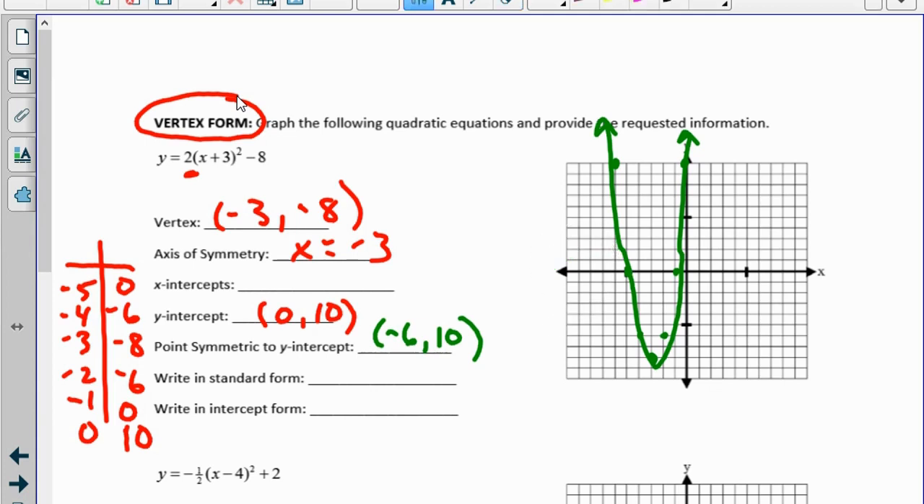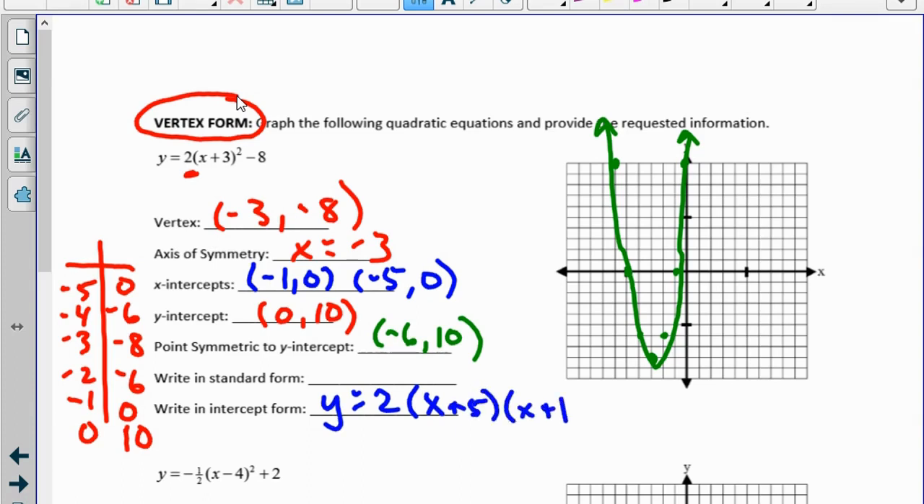Sorry, guys. And then that makes my x-intercepts. It appears that we get them for free at -1, 0 and -5, 0. We get those just by plotting the points. If we write this in standard form, we would have to multiply that out, so I'll do that in a second. Intercept form, this is pretty easy because we get the intercepts. Don't forget the a value, so 2 times x plus 5 times x plus 1.